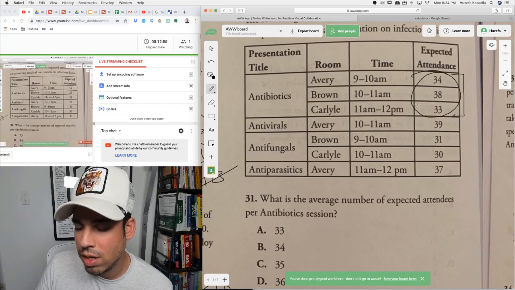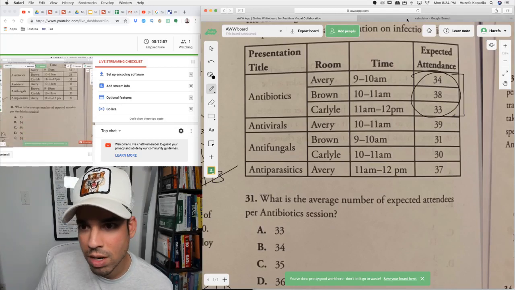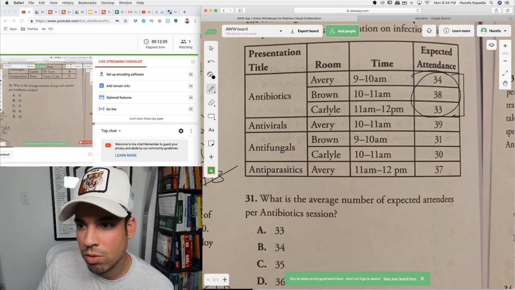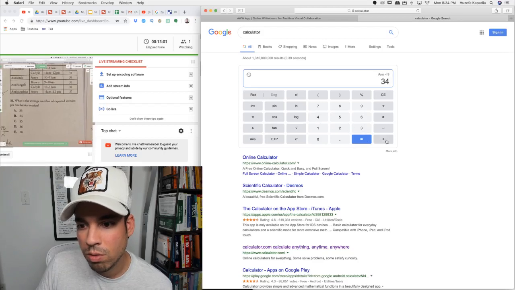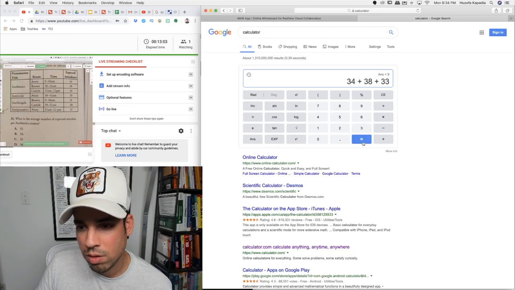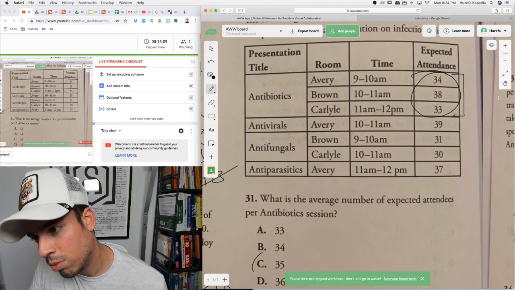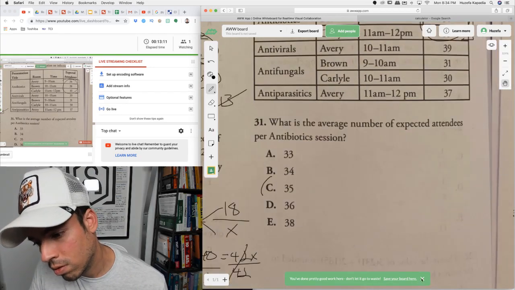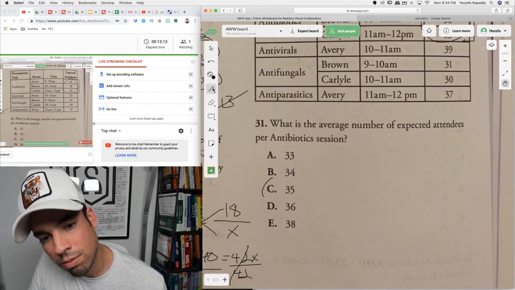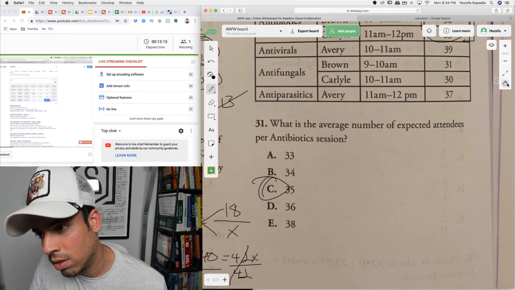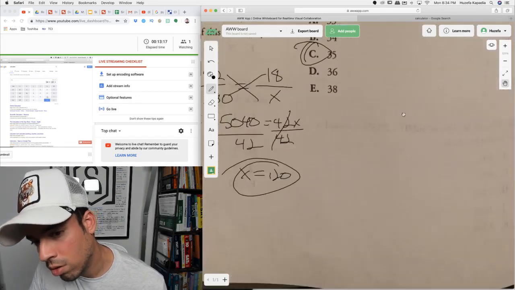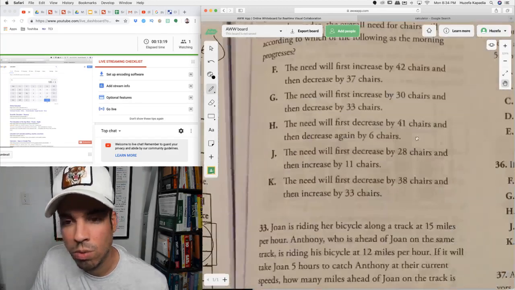Well, we take these 3 values, add them, and divide by 3. That's how we do an average. So 34 plus 38 plus 33, divided by 3, is 35. Boom. Done. Number 32.